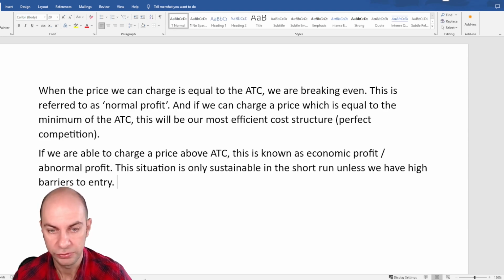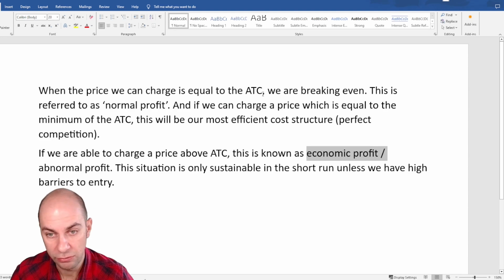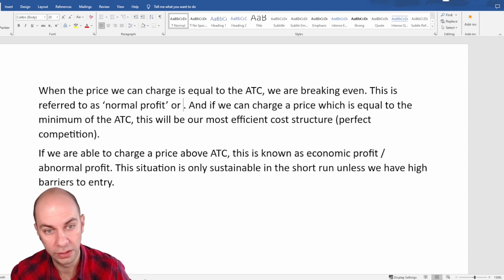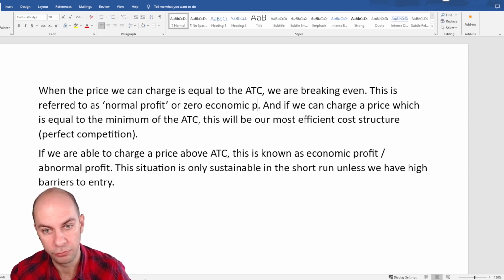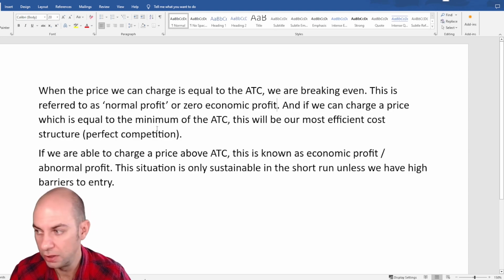In particular, we will see it in a monopoly, right? In a monopoly, we would have high barriers to entry, and therefore we will be able to have economic profit in the long run, okay? Now, going back here to this situation, when the price we charge is equal to the ADC, this is referred to as normal profit or zero economic profit. So there is a little bit of lingo here to learn. Make sure you learn the lingo before you plow on.